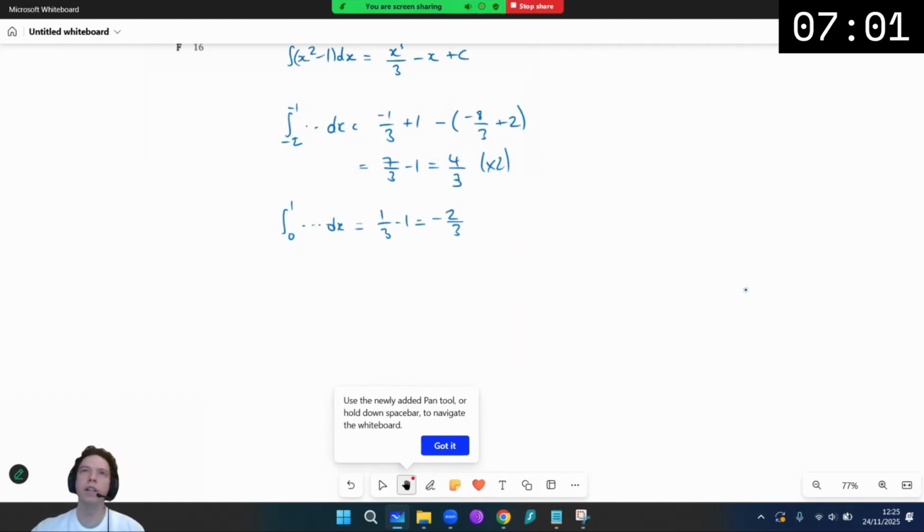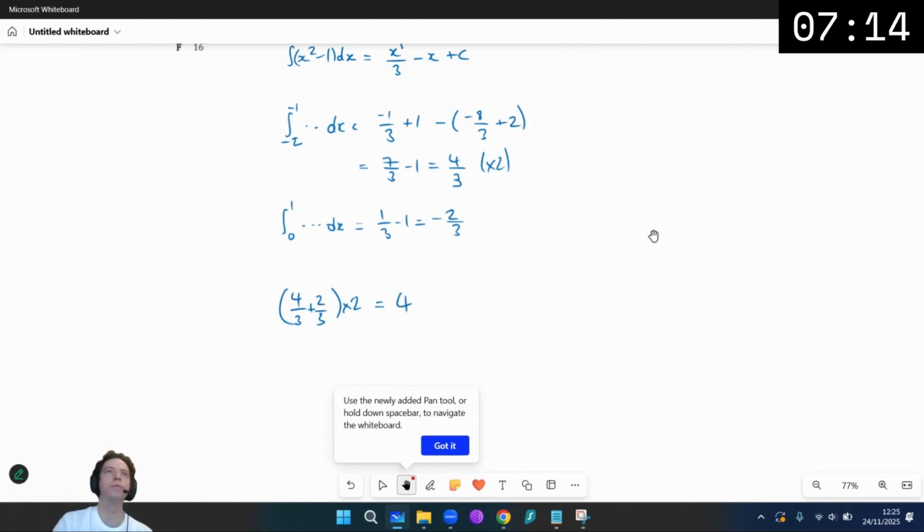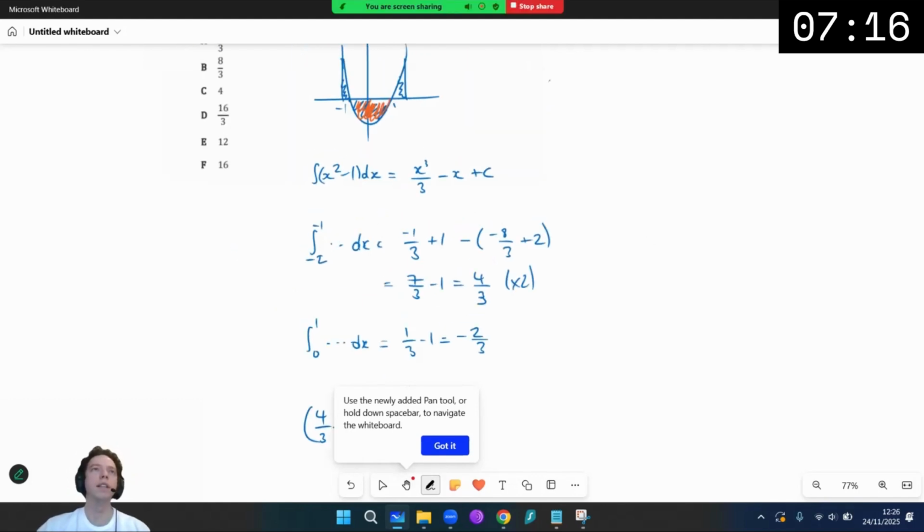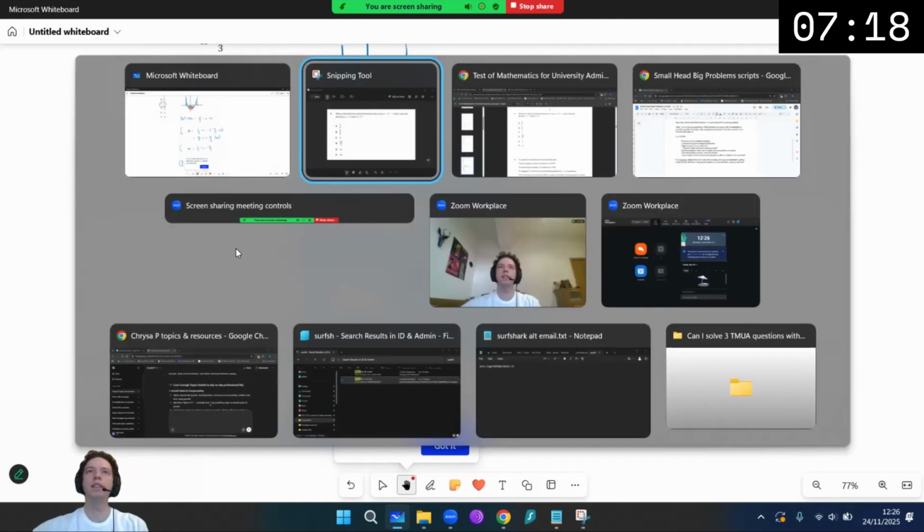So overall, let me just add up these two, obviously turning the negative to a positive. So 4 over 3 plus 2 over 3, and then I'll just multiply that by 2. That'll be our answer. So that's 6 over 3, which is just 2. So times 2 is 4. That's answer C. Let's check.